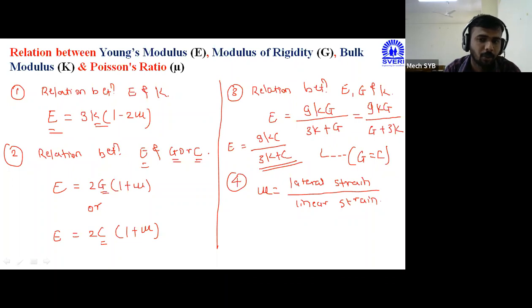Okay, so you have to remember all these relations. Based on this, an MCQ question and an MCQ problem are also there. The problem is very simple. We only have to understand the statement and solve it. Write out the three headings: relation between E and K, relation between E and G, and relation between E, G, K. And the last common formula is also required. Mu is equal to lateral strain upon linear strain.